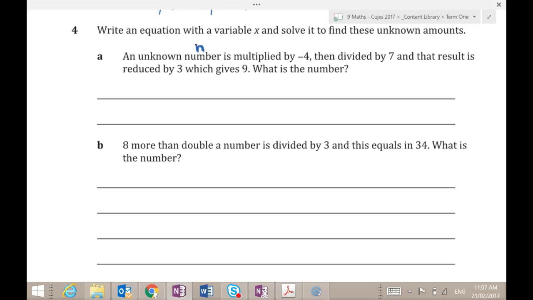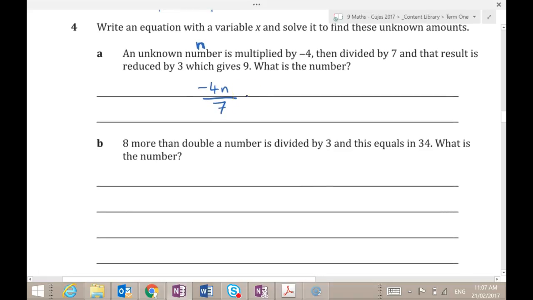First of all, to multiply a number by -4, I could call that -4n, because that's multiplying, isn't it, when I write a number next to it? Then divided by 7. Okay, well, dividing by 7, I'd have to multiply before I divide. That's good. And that result is reduced by 3. Reduced is going to mean subtract, isn't it? It's going to be discounted, reduced by 3, and the result is 9. Now we've just got to solve that equation.